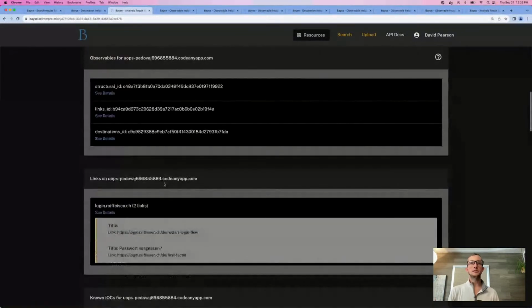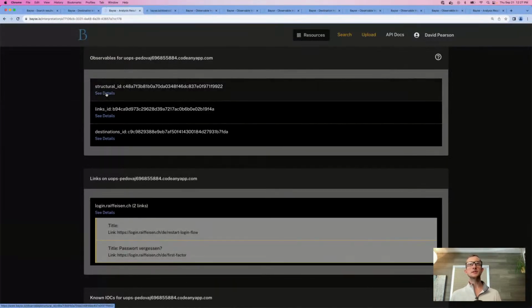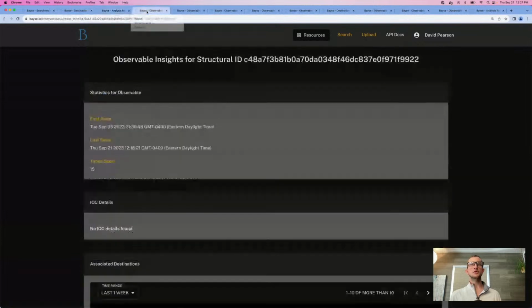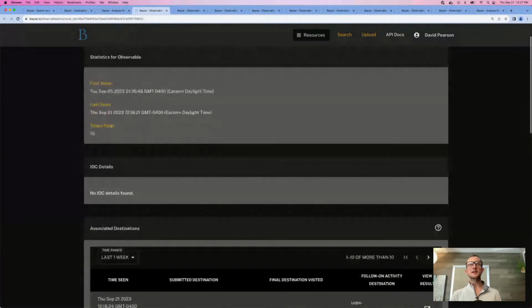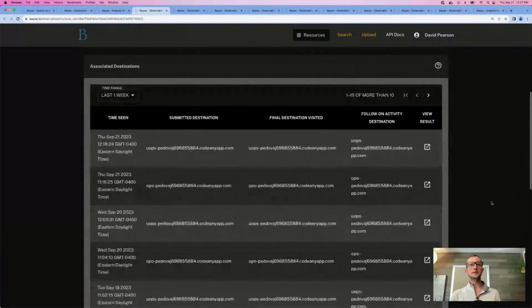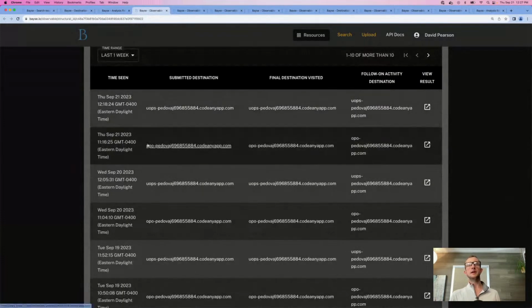Let's see, do we have any other things that would match this? So let's look at the observables or site fingerprints. All right, so we're going to pivot on just those two. Structural ID was the first one, so the essence of the site. Have we seen any other ones? Looks like September through September 21st. And what are some of the other ones that we've seen? So we have the UOPS one, we have OPO.